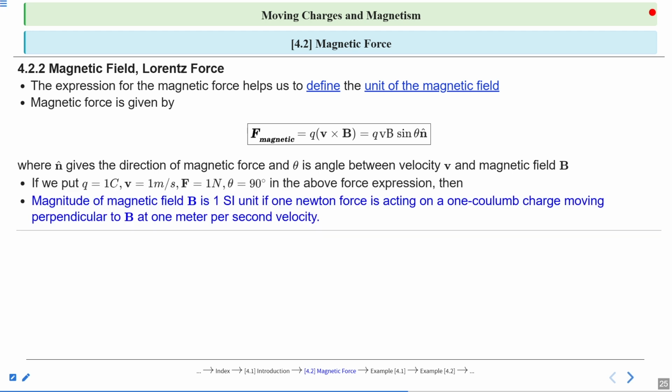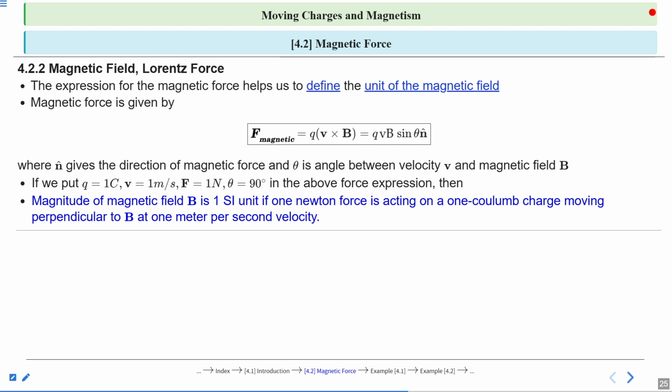If we put q equal to 1 coulomb, velocity equal to 1 meter per second, theta equal to 90 degree and force equal to 1 Newton in the above force expression, then the magnitude of magnetic field B is 1 SI unit. This is the definition of the unit of magnetic field. So the magnitude of magnetic field B is 1 SI unit if 1 Newton force is acting on 1 coulomb charge moving perpendicular to B at 1 meter per second velocity.